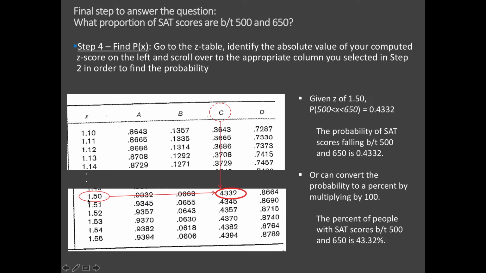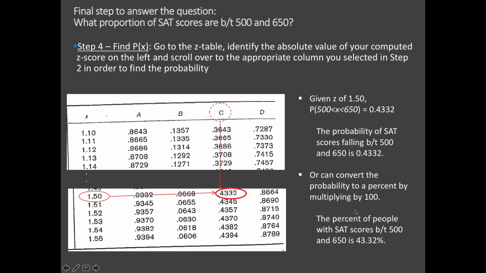But if you look in the one I posted, you just scroll down until you find on the very left-hand side where's 1.5, and then we're looking at C because that was the picture that we determined this one was matching. And where those two intersect is your probability or proportion of the population. So in this case, it would be 0.4332. So the probability of the score falling between 500 and 650 is 0.4332.